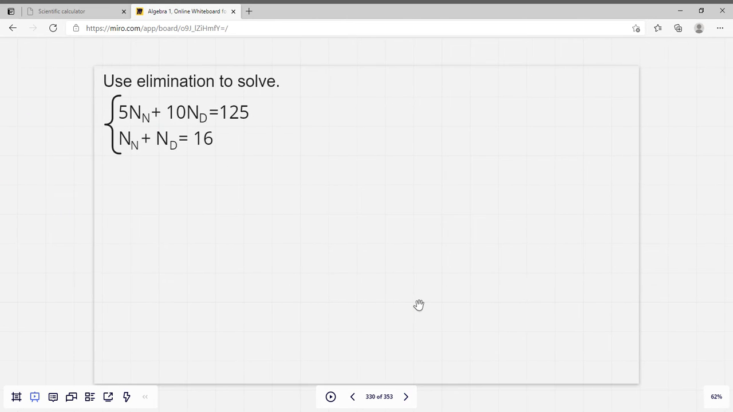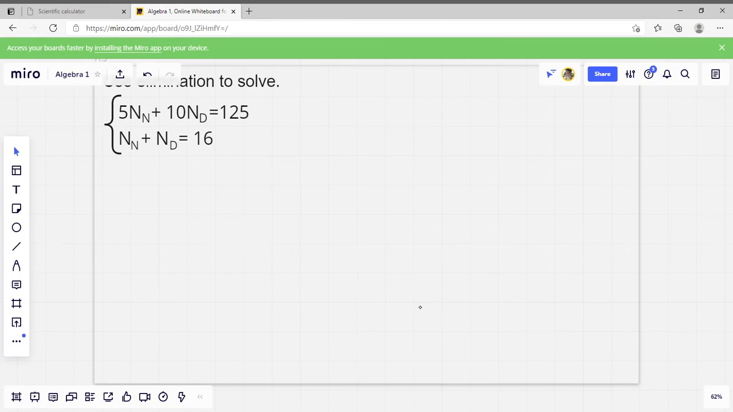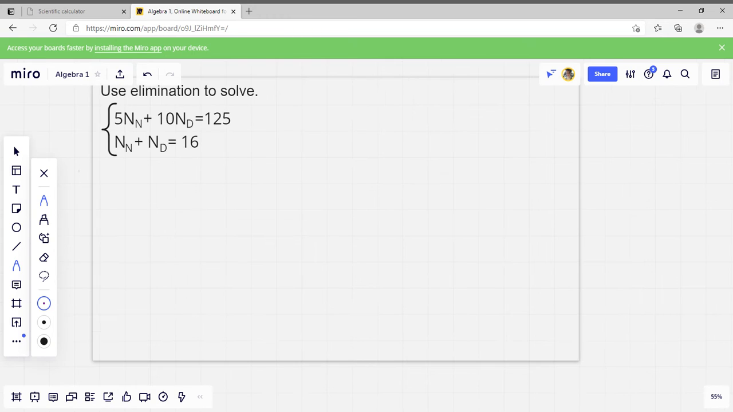Okay, this next part is what's called subscripted variables. These look confusing at first, but they're really easy. NN just means the number of nickels, and ND means the number of dimes. And it says that we're supposed to use elimination to solve this one. Okay, so that means we're going to add them together.